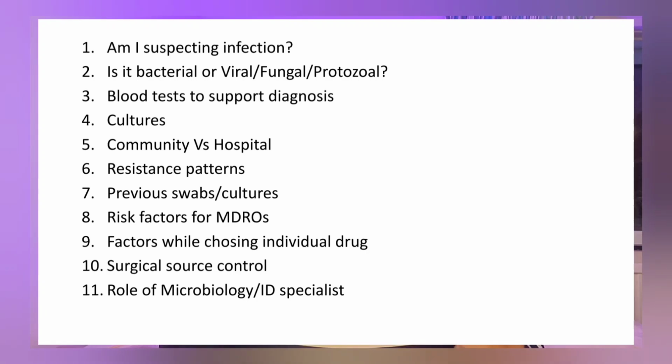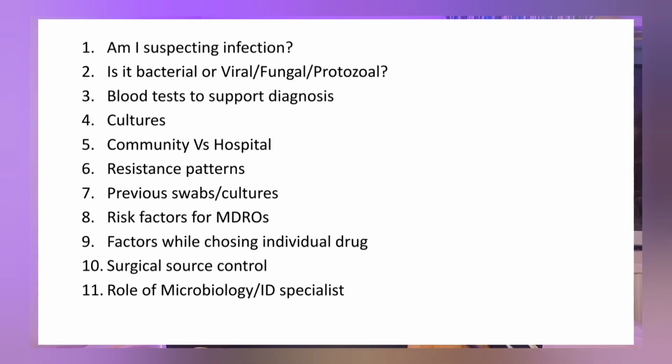Next thing is, what are the other tests like WBC or inflammatory markers? What are they showing and indicating? We will also discuss about appropriate cultures. We will discuss about the patients coming from community versus patients having hospital exposure and what all factors to consider. We will discuss about the resistance pattern amongst the organisms for various antibiotics. We will discuss the use of previous cultures or previous tests in recent past. We will also discuss the risk factors for developing multi-drug resistance infections, which might be very useful.